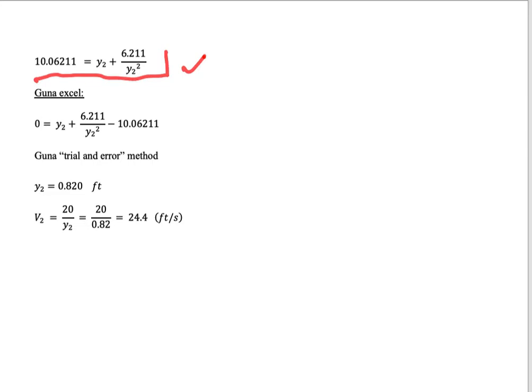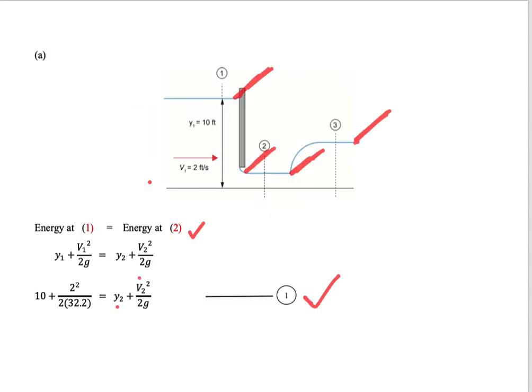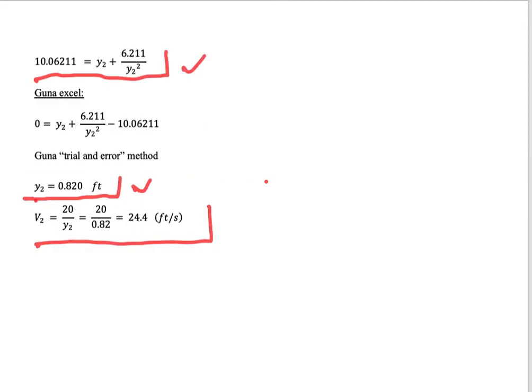So if you use that, you will find that y2 is equal to 0.82 feet. Then the velocity is 24.4 feet per second. So again, I hope you could self-check your answer. You know that the height is 10 feet, so here it must be less than 10 feet. So the answer showing here, 0.820 feet, is reasonable.